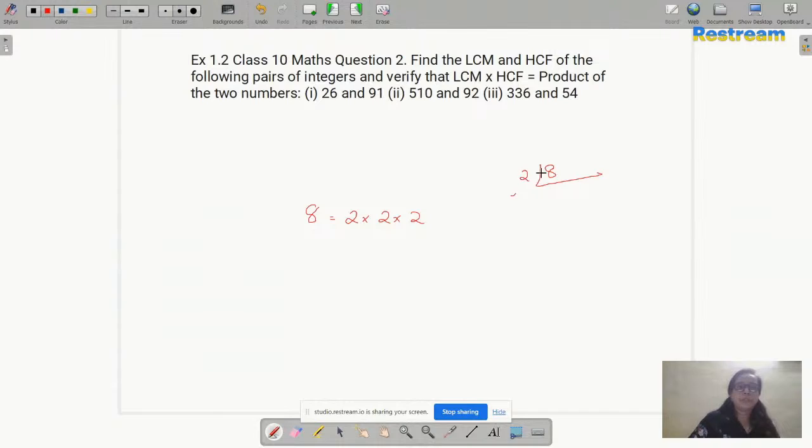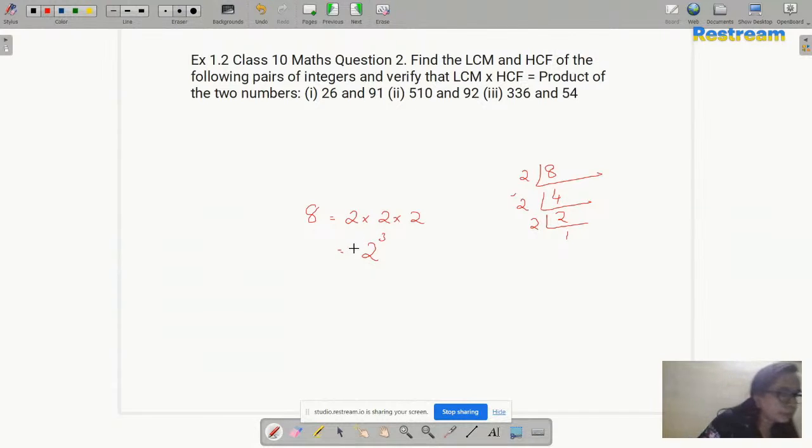You see, 2 goes into 8 four times. Again 2 goes into 4 two times, right? Again, if you want, you can continue till you get 1. So 8 is equal to 2 multiplied by 2 multiplied by 2. That is, 8 we can write as a product of primes, 2 into 2 into 2, which is equal to 2 cube.